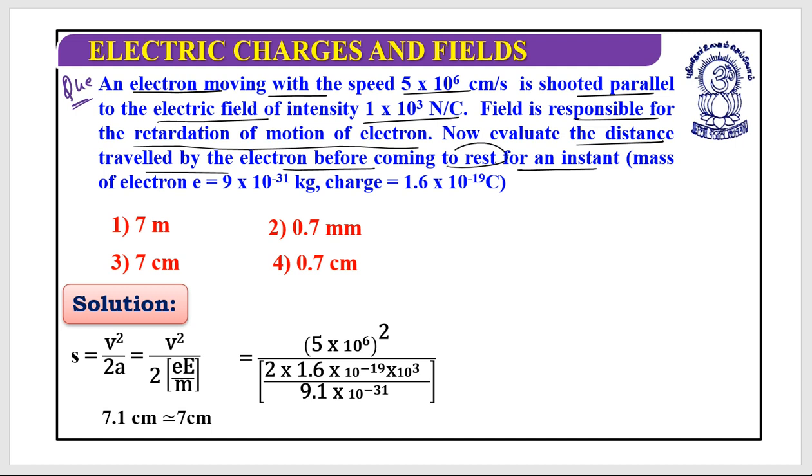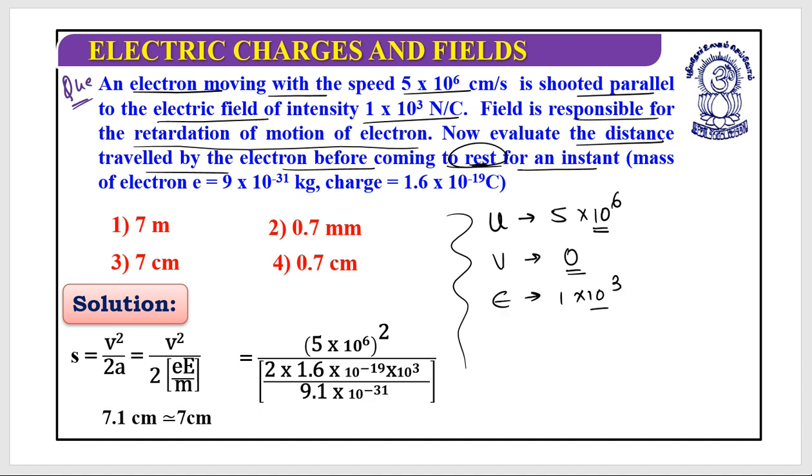Now evaluate the distance traveled by the electron before coming to rest. Okay, that electron is going to be at rest, and the mass of the electron and the charge of the electron are given. So what is given is that the initial velocity is 5 into 10 to the power 6. A final velocity is also given because they said it would come to rest. The electric field is given, 1 into 10 to the power 3. Now what else is required?